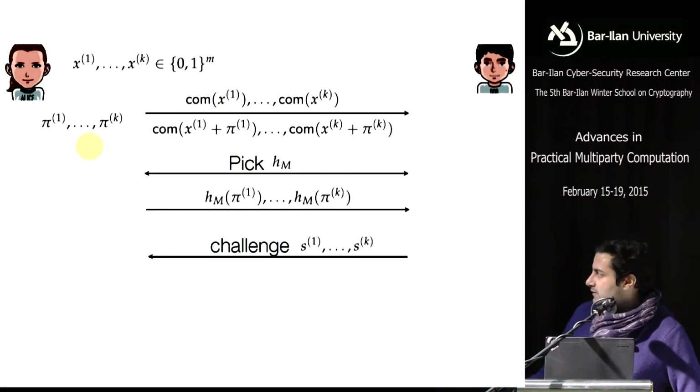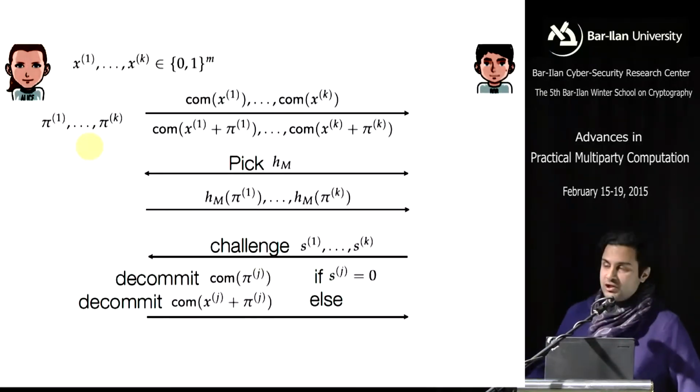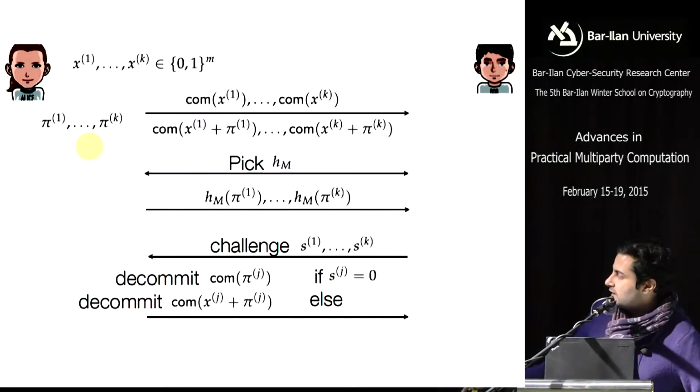So first she selects those, then we select some challenge, and in order to verify that she's properly committing to these values, we're going to ask her to open the random values for some fraction of them. So this is a check. You can think of this as a check circuit, and this is an evaluation circuit. For the check circuits, we want to make sure that she's sending the right values.